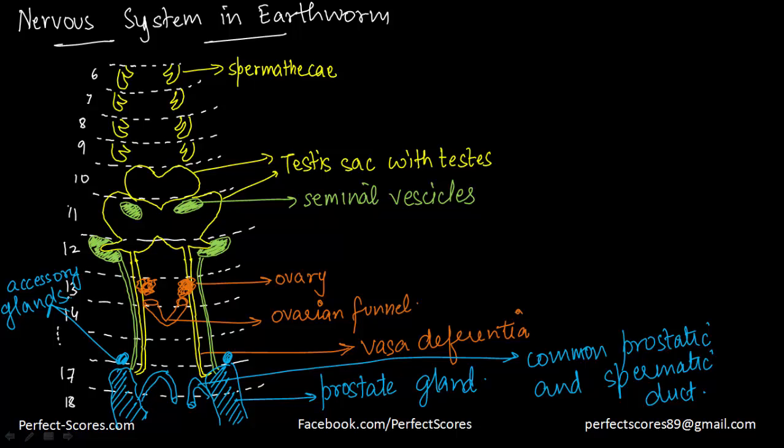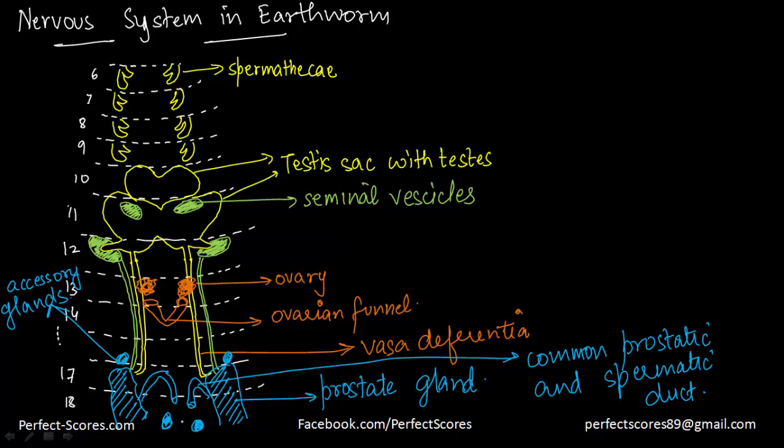Now, there are two pairs of accessory glands. One is in the 17th segment. One is in the 19th segment that I haven't drawn because we still haven't reached the 19th segment. Then you have the common prostate and the spermatic duct, which is vasa differentia.